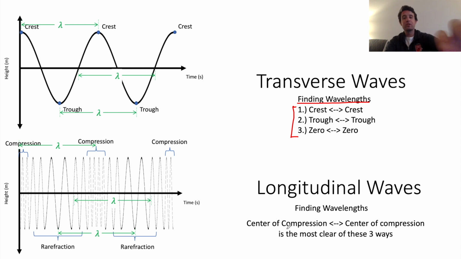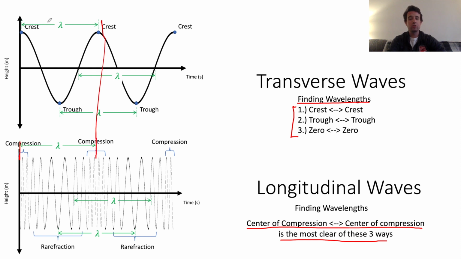If we didn't have this transverse wave right above it that was identical, it might be tough here to see where the wavelength starts and where the wavelength ends. That's why I like this compression to compression method. Find the center of the first compression and find the center of the second compression, and when you do that, that's one wavelength. It's hard to find wavelengths for longitudinal waves, so you just kind of have to be close, and there is a little bit of estimation that goes here. It's not as easy to identify as it is with a transverse wave.